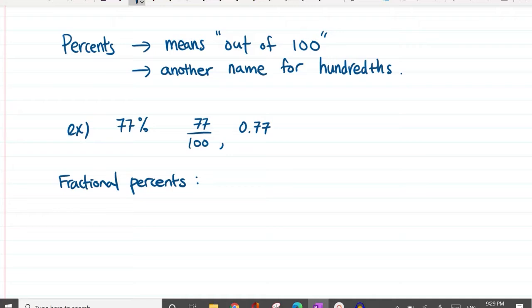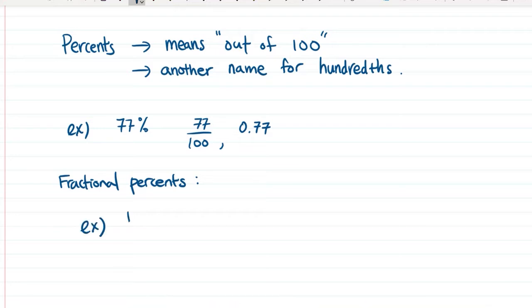Fractional percents can include a portion of a percent. For example, you could have 1/2%, or you could have 0.52%, or you can also have more than 100, for example, 135 and 1/7%. So percent can be whole numbers, and it can also be a fractional percent.